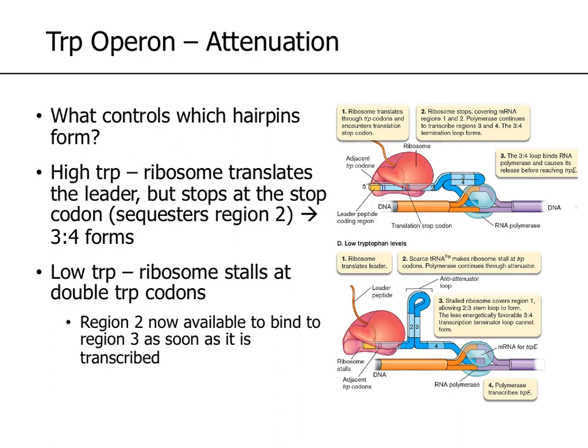In low tryptophan, the ribosome will stall at the double tryptophan codon. So there are two tryptophan codons strategically placed next to each other. If there's not enough tryptophan in the cell, the ribosome is just going to sit there waiting for the tRNAs with the tryptophan on them, and it's not going to be able to do anything. While it's stalling here in region 1, it's sequestering region 1. So now 2 and 3 can form, and now you can get transcription of the genes because it's out of tryptophan.